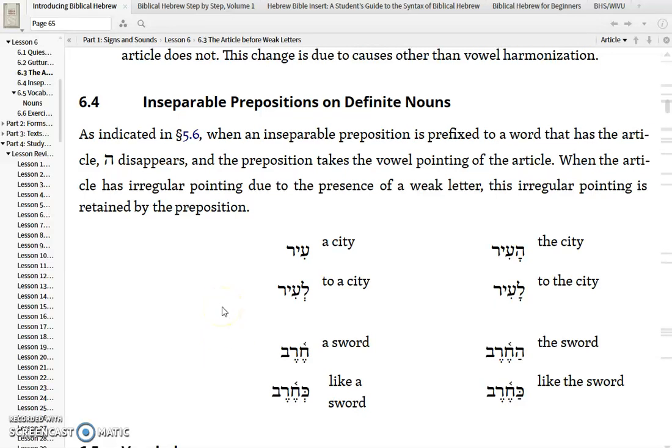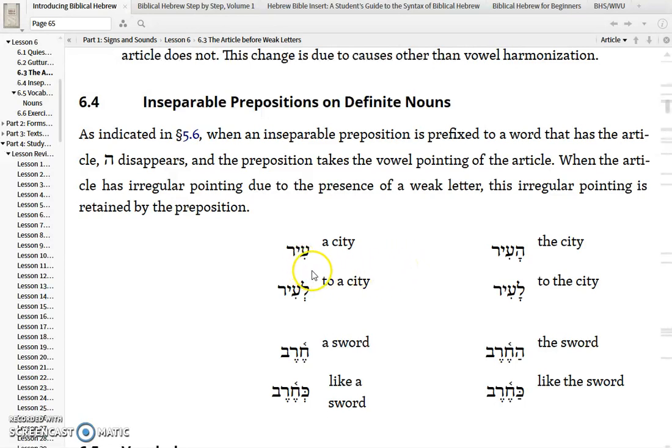Now I move on to inseparable prepositions on definite nouns. We already indicated back in section 5.6 that when an inseparable preposition is prefixed to a word that has an article, the hey disappears and the preposition takes the vowel that was under the article. And the same thing will happen with these more complicated articles that we've been looking at.